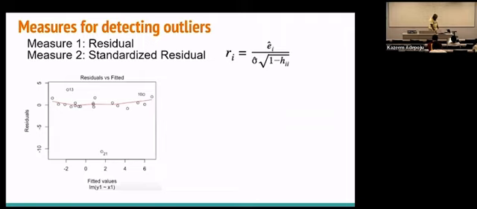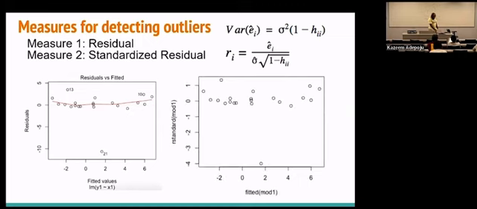Now, this is the residual plot that I talk about. Of course, you can see the variance of the residual is sigma squared times 1 minus HII. I think I just showed you what the HII actually means. The first plot is the residual plot, and the second one is the standardized one. What I'm just trying to show you here is the graphical representation of the two measures for detecting outliers.